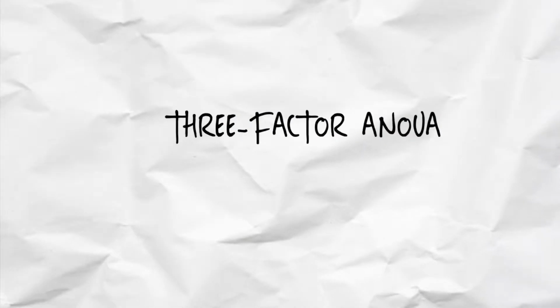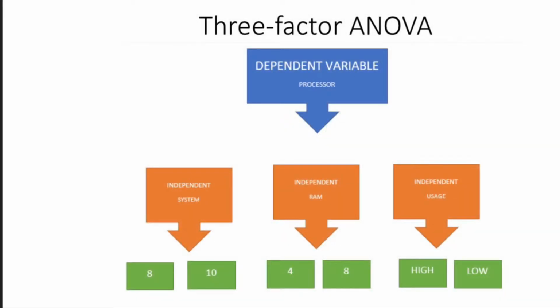ANOVA testing is just like that. We're comparing similar factors to see how they impact a dependent variable. So let's break this up further before we talk about the parameters necessary to work with three-factor ANOVA. What is the dependent variable?